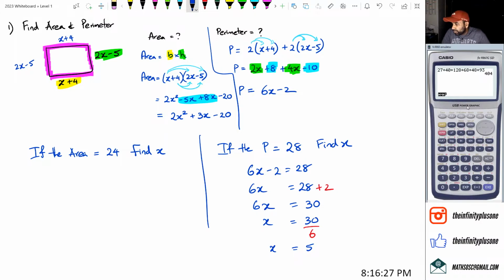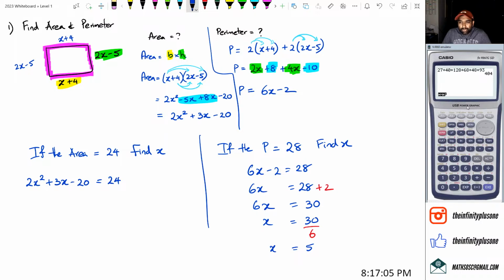Alright. Now, as I said before, this is a sideways question, so there are 2 different questions I've put up here. As for the area, we've got a formula which is 2x squared plus 3x minus 20. That is the formula. And we know that the area is equal to 24. So we've got to solve this.